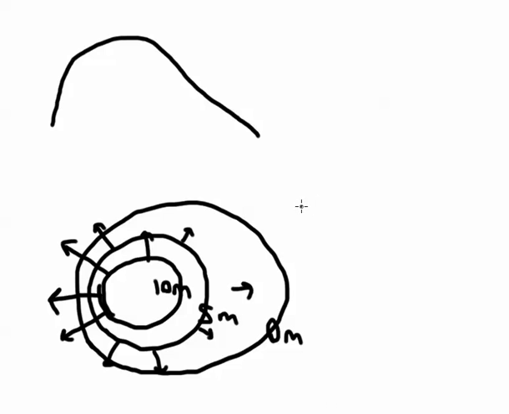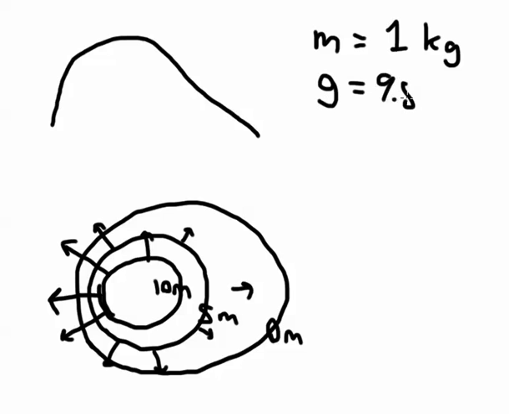Okay. So what if I have a ball that's rolling down this hill, and it rolls from the top down to the bottom, and let's say I know the mass of this ball is equal to 1 kilogram. I also know that g equals 9.81 meters per second squared, which is about 10. G is about 10 meters per second squared.